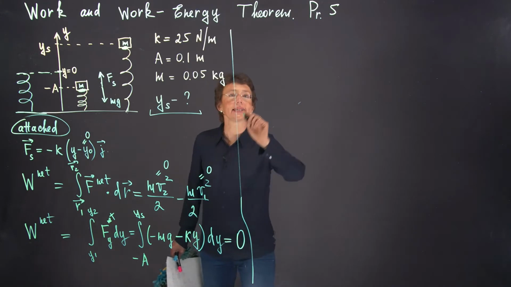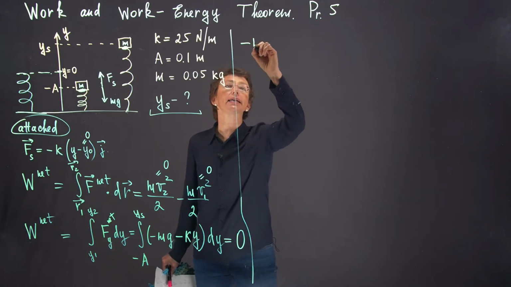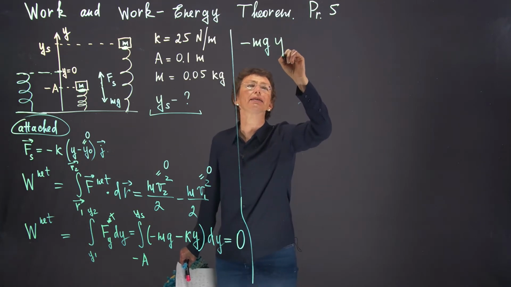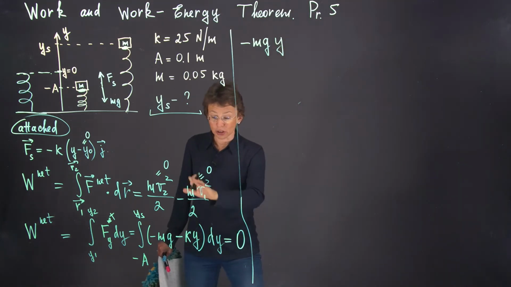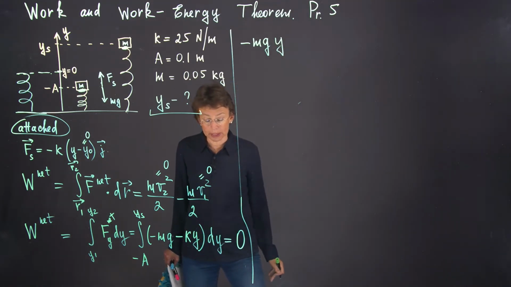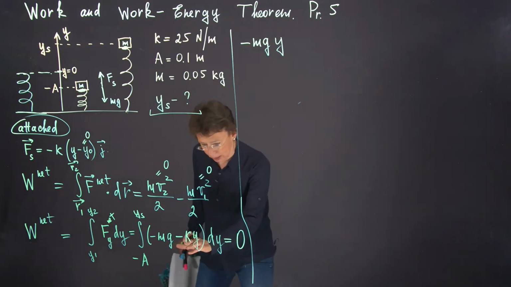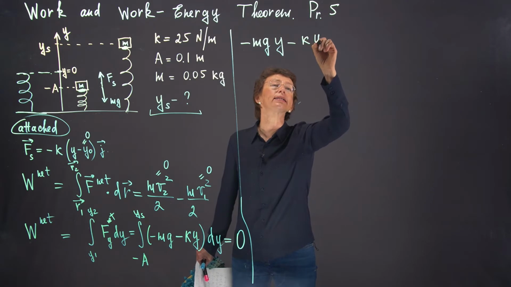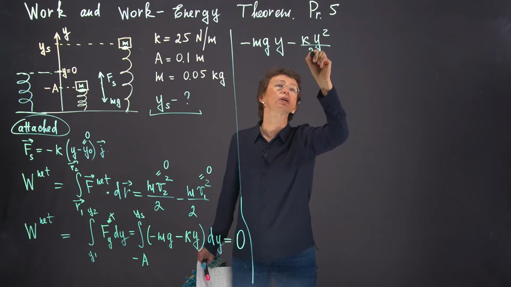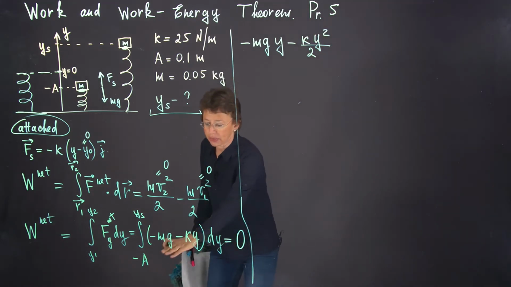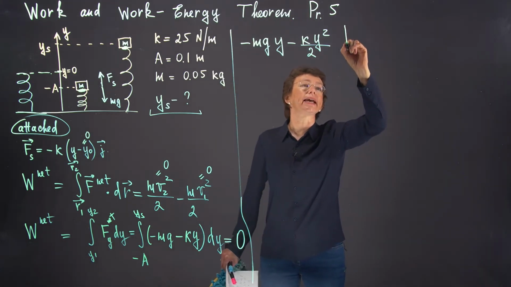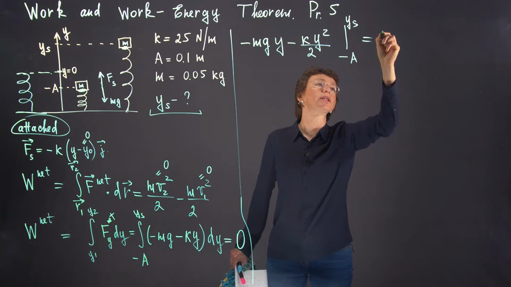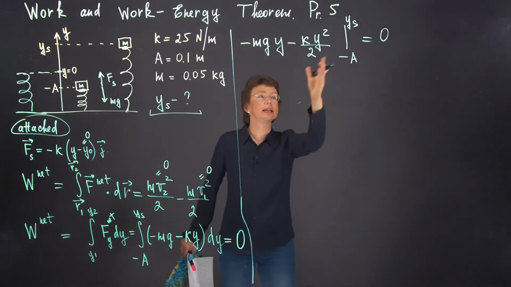I take this integral right here, minus mgy. Are you with me? You can pause the video, do it yourself, and then we will compare our results. Who knows? Probably I'll make a mistake. Minus ky squared over 2. And the limits are from minus a to ys. And this is equal to 0. Now I plug in the limits.